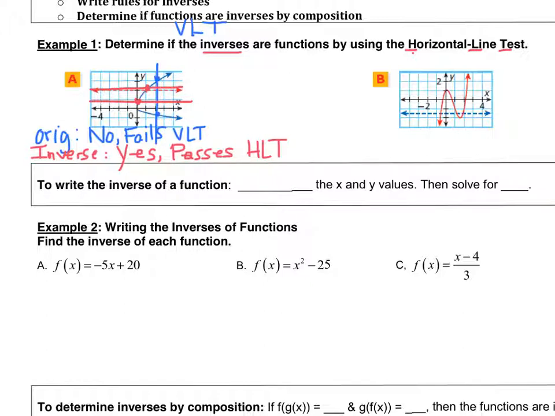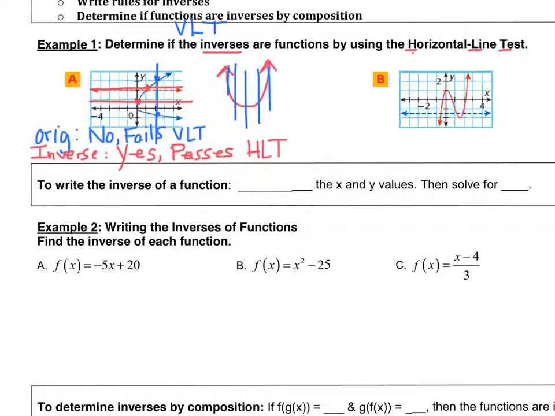Another way to think about these, besides using the horizontal line test, is if you were to rotate your paper 90 degrees. So I can't rotate this paper, but if I were to take that graph and, instead of drawing it the way it looks, flip it so it kind of looked like that, would that then pass the vertical line test? And the answer would be yes. Either way, the inverse is a function. It's just as easy to use the horizontal line test though.